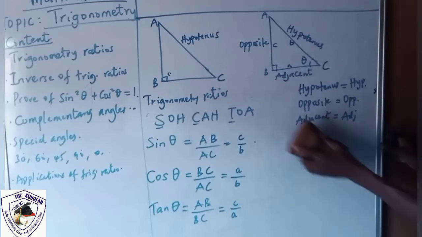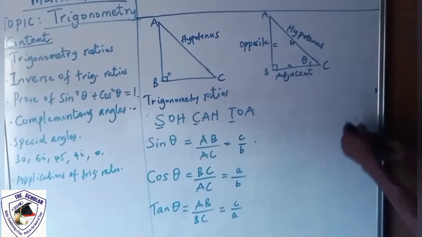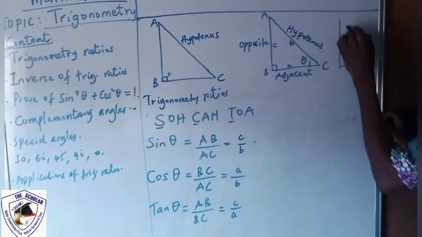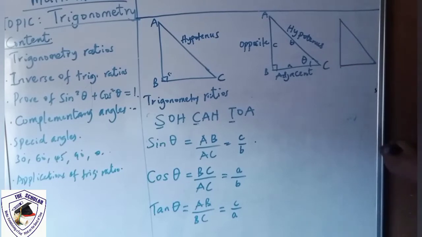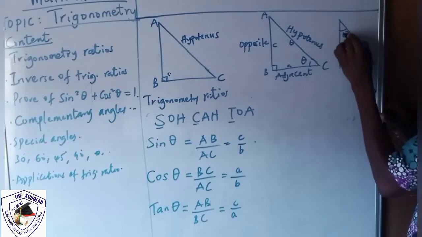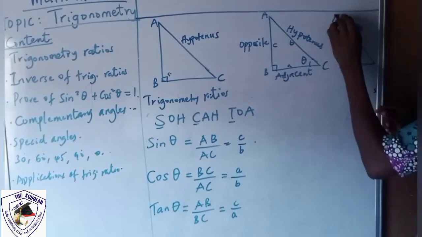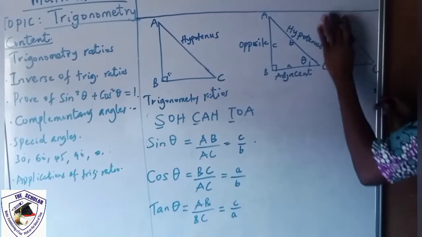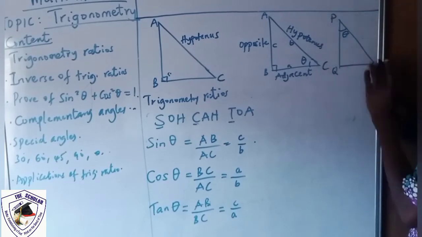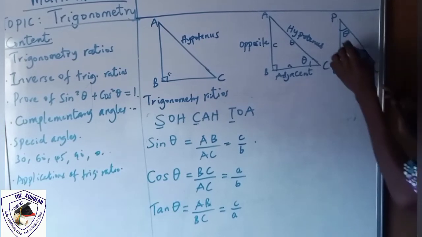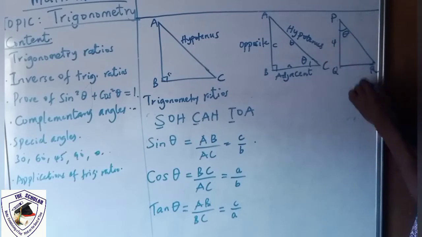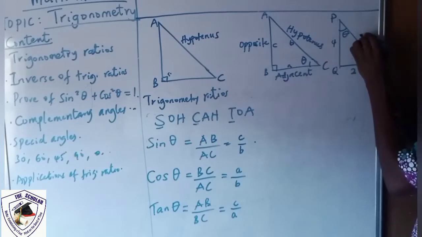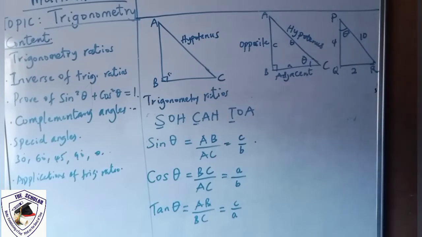Let's take an example before I move to the next stage. Assume you are given a triangle in this context also. Now I want to vary the angle. Let's say the angle theta is placed here. This is PQR, and the angle is stationed at P. Let's say this side is 4, this is 2, and this is 10 in length. And we are asked to find these three ratios.